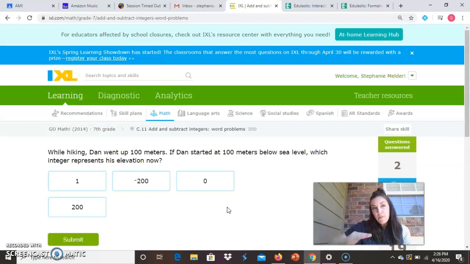So if he's at 100 meters below sea level, that's negative 100. And he goes up 100. Guys, that's additive inverse. We're adding opposites. Negative 100 plus 100 gives us zilch, 0. He is at sea level.